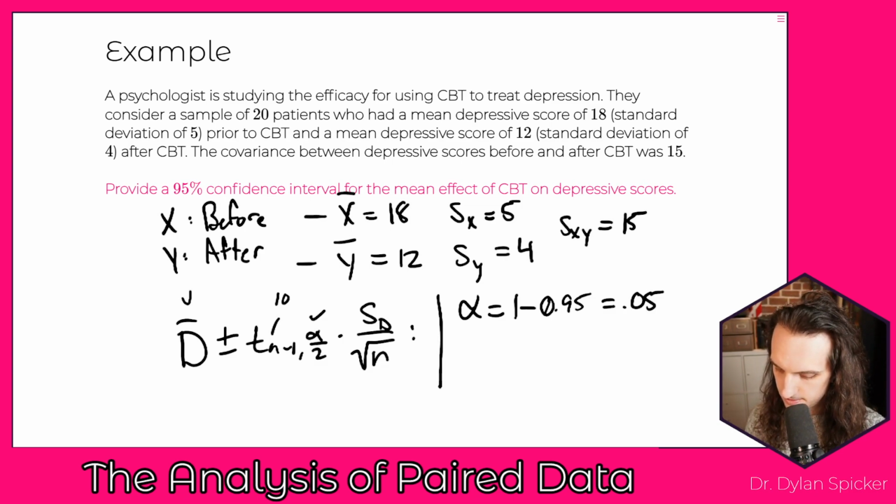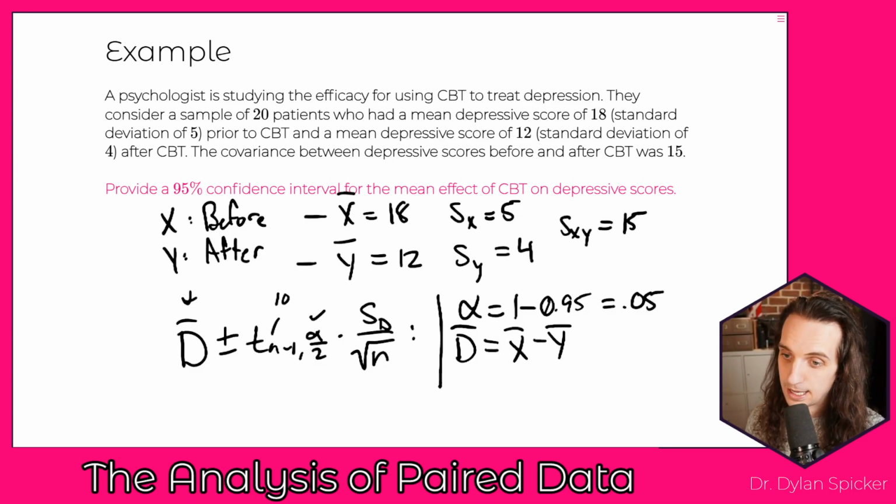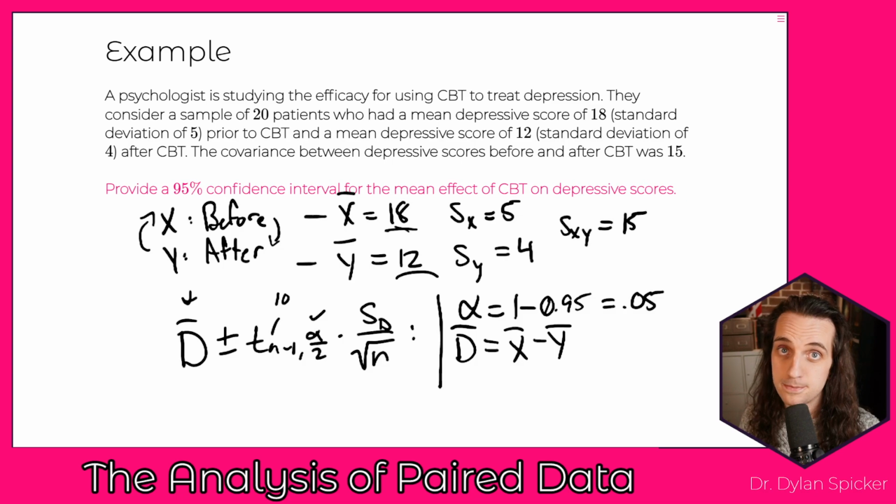To get d bar, we note that d bar is simply going to be x bar minus y bar, right? So we can plug in our actual means here, so that is our 18 and our 12. And again, we can choose whether we want to have this be the before minus the after or the after minus the before. Both ways are going to work. You're just going to end up either with a negative or positive sign, depending on which way you choose.